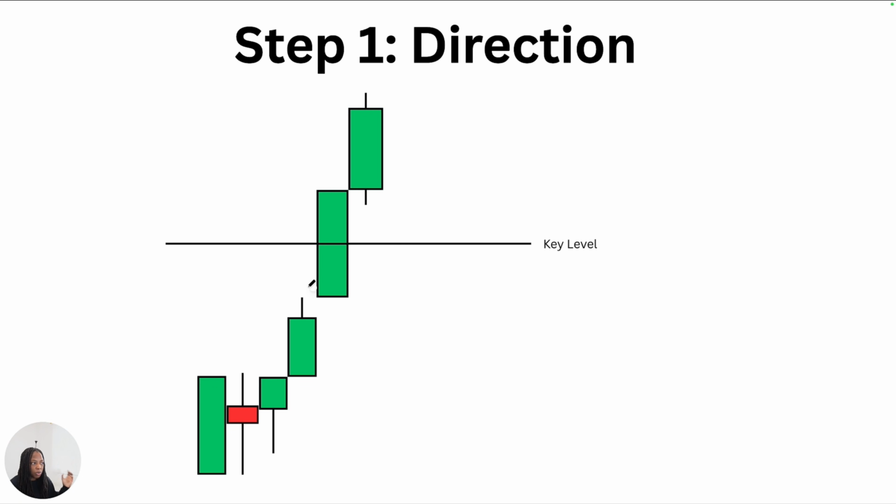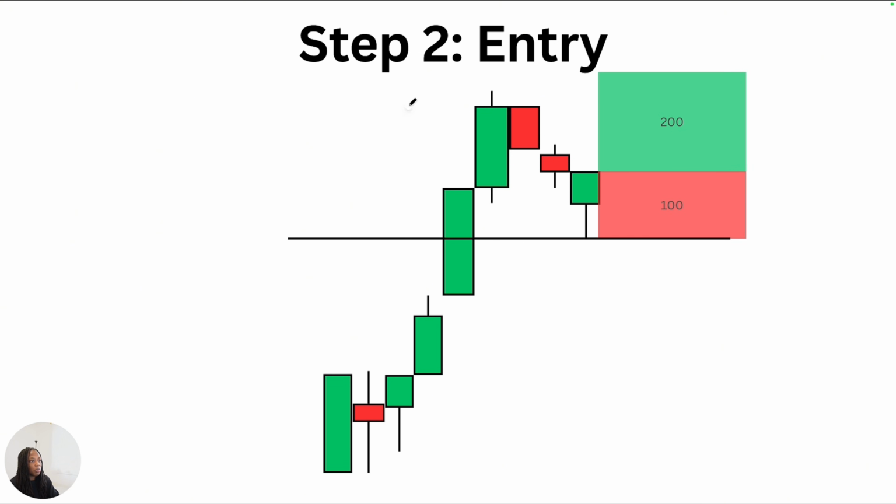And just to put it all together, the first step is just to wait for the direction. You have your key level, you wait for direction, it breaks above convincingly with strong candles to the upside. Once you see that, you now want to wait for the pullback and look for your entry. Can you now understand why I was explaining candlesticks and explaining what trends look like?